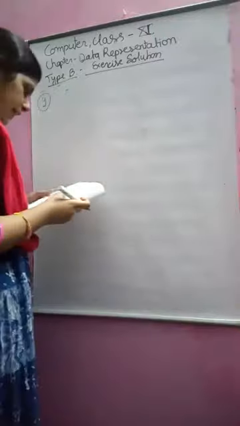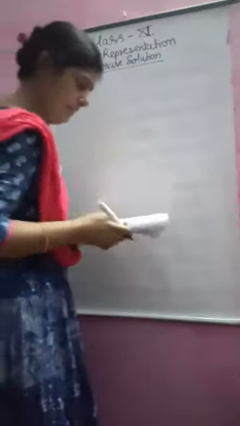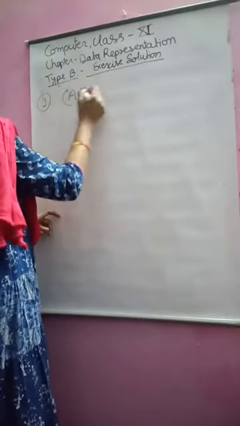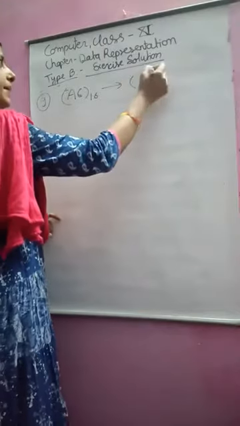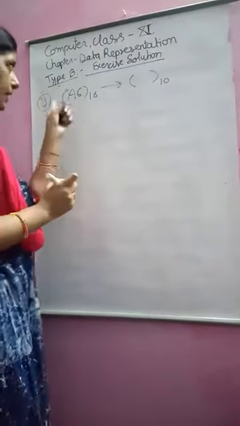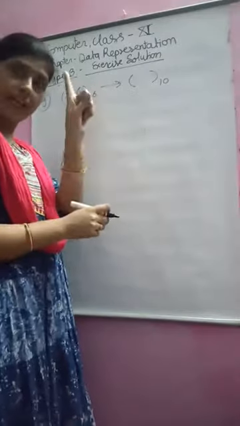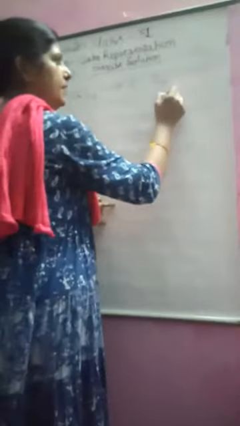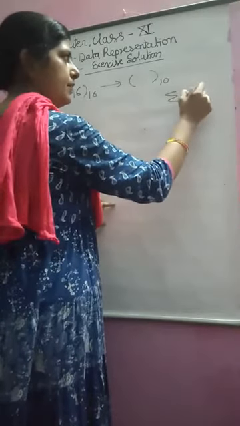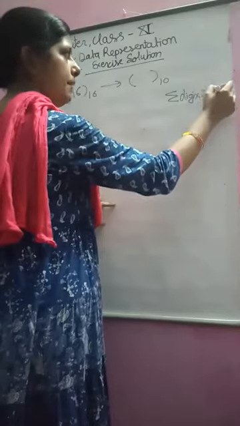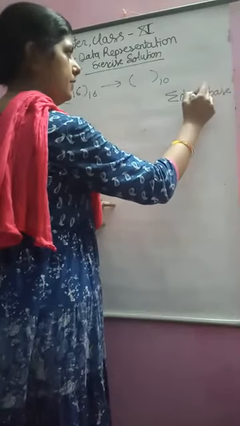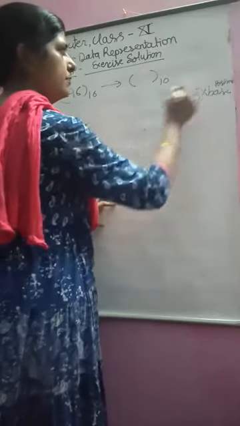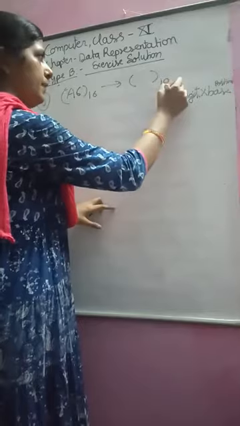Convert the following hexadecimal number to the decimal number. I am taking the first one. A6. It is in hexa. हमें डेसिमल में यानी बेस 10 में चाहिए. किसी भी नंबर को डेसिमल में कन्वर्ट करने का एक ही फॉर्मूला है जो हर बेस पर अप्लाई होता है. That is summation of digit multiplied by base, digit multiplied by base की पावर पोजीशन. That is from 0 to n-1.